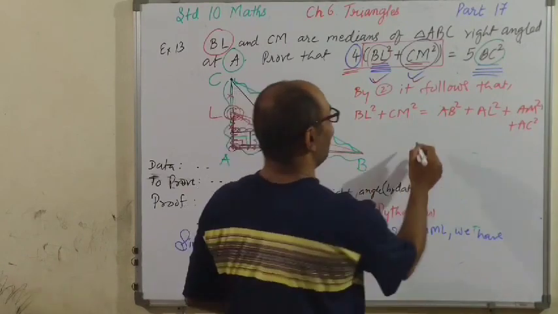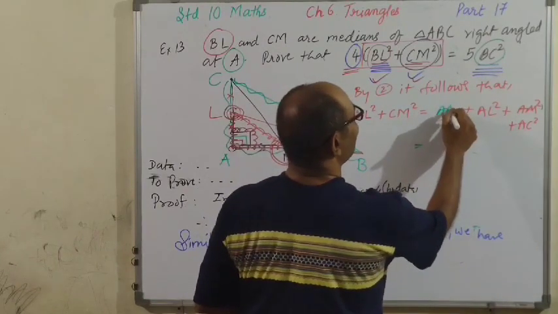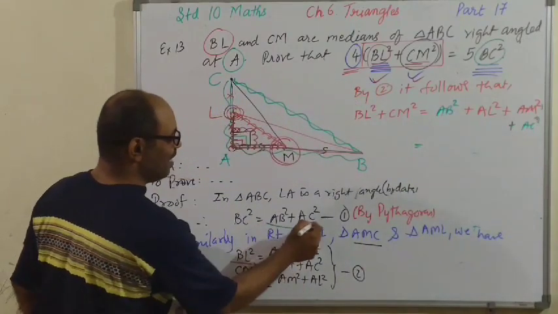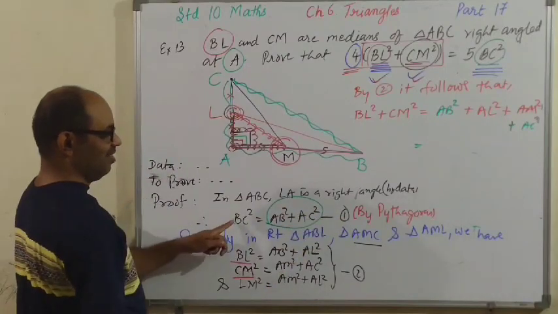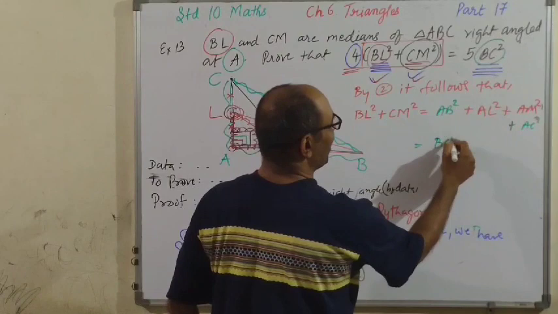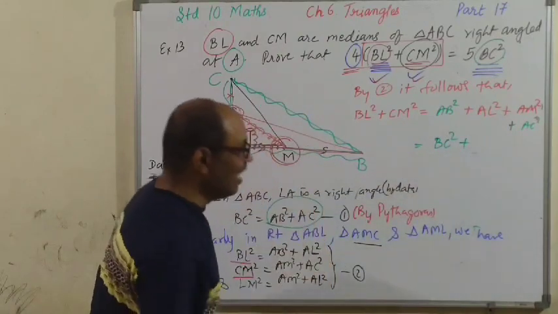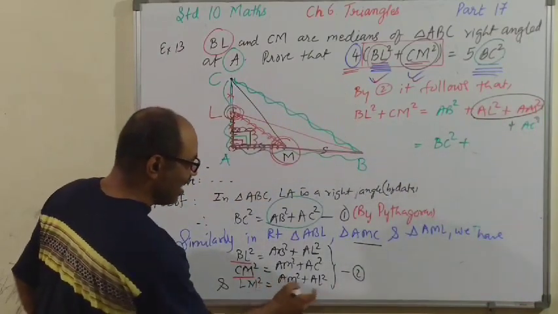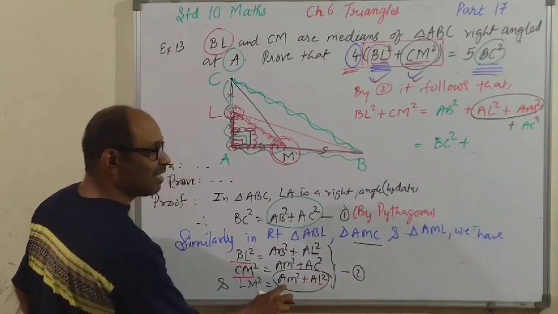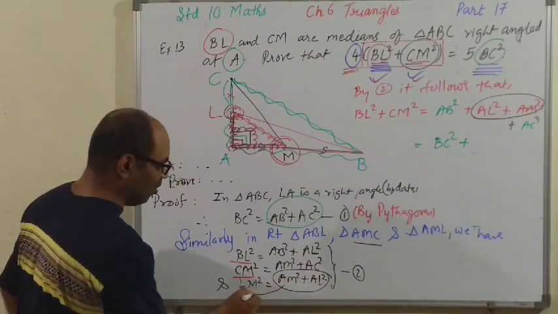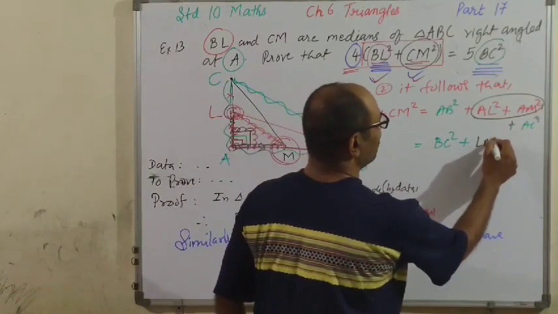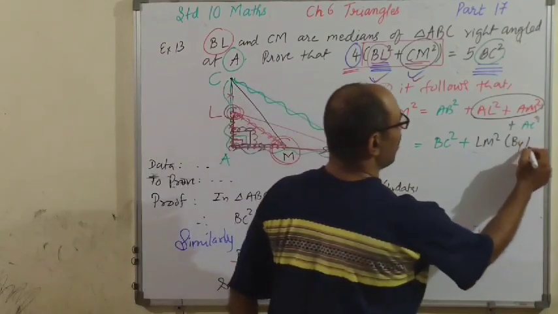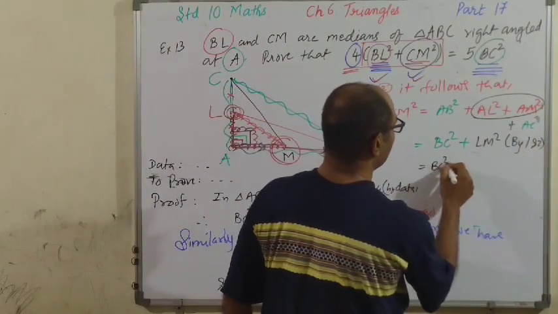Now a big adjustment. This is AB square, this is AC square. Look, what is AB square plus AC square by 1? BC square. The work is done in one stroke. What is AL square plus AM square? AM square plus AL square is equal to LM square. LM square by 1 and 2, that is equal to BC square plus.